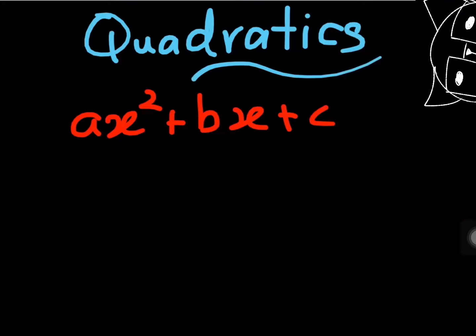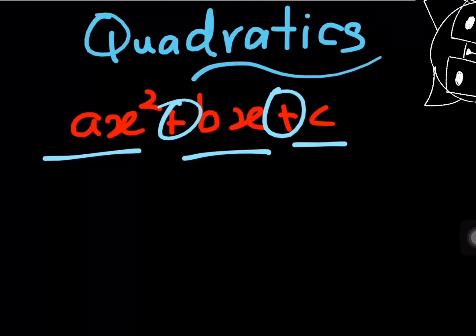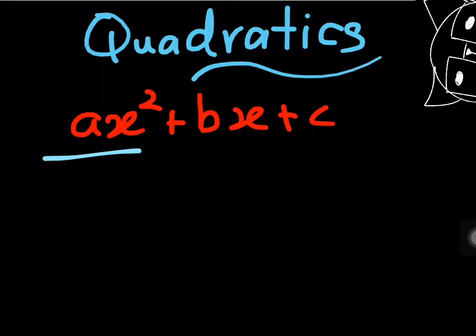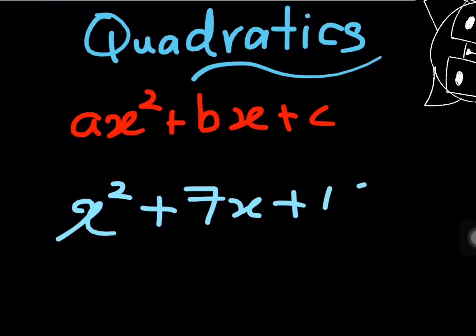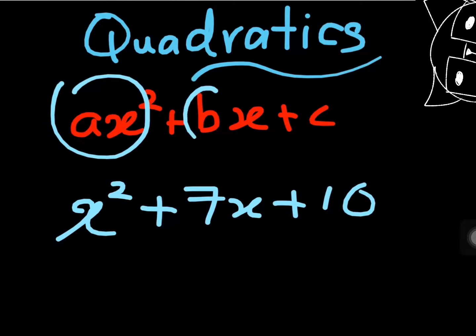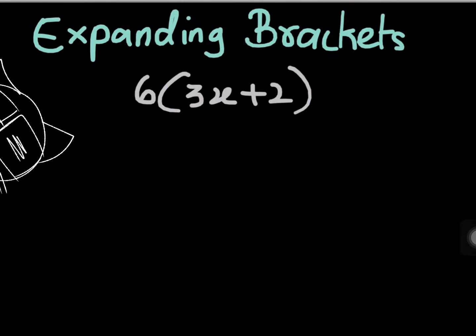As you can see, quadratics usually follow this pattern: ax squared plus bx plus c. Now the symbols can change, but this is how it usually goes. I'll give an example of a quadratic, which is x squared plus 7x plus 10. And as you can see, x squared over here, 7x over here and 10 over here. So it follows our pattern. Now let's see how quadratics are made.